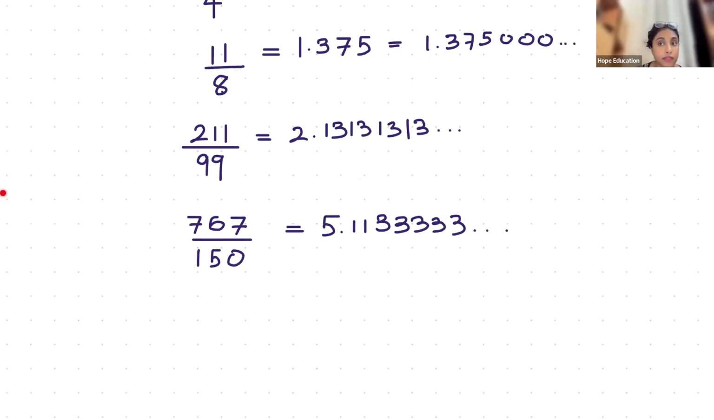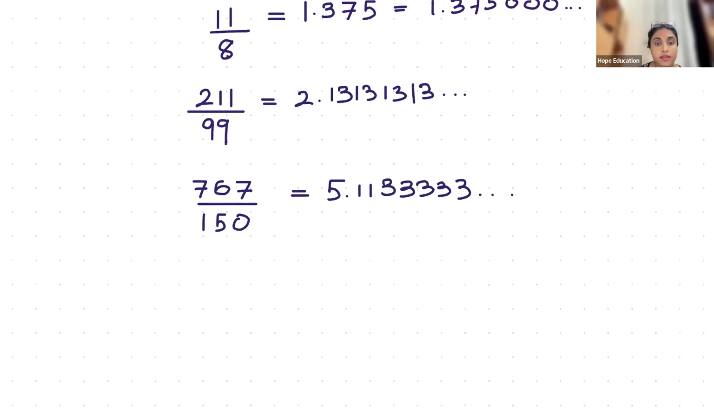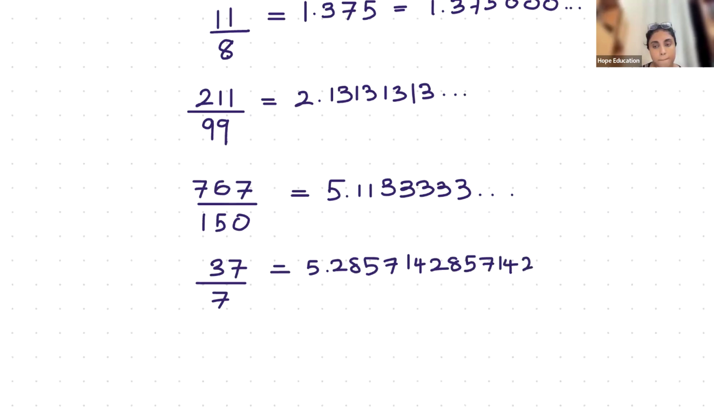Then another example, now look at this one. Again from the textbook, 37 divided by 7. 5.2857, 5.28, 5714, 5714, 2857. And this goes on and on and on till infinity. So this is still an infinite decimal.